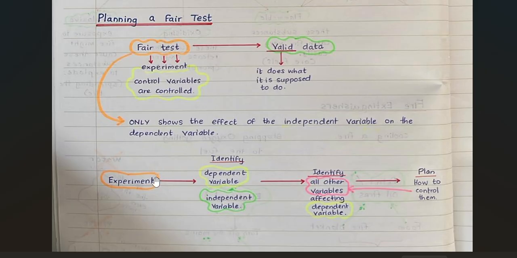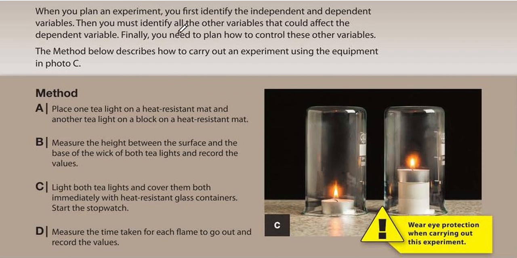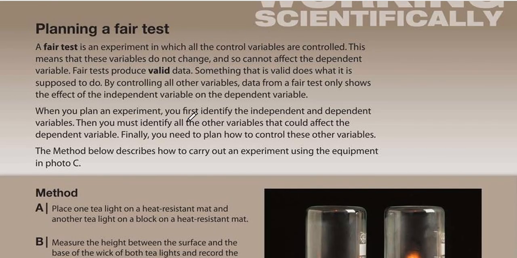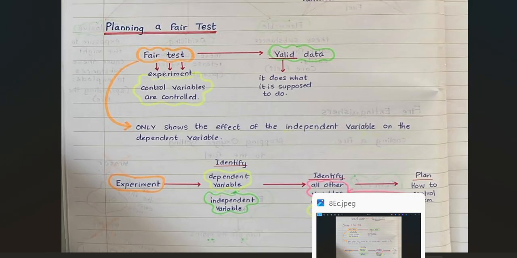So when we do an experiment, we need to identify the dependent variable and the independent variable. Once you identify these two, you know the other ones are all the other variables affecting the dependent variable. You need to identify them and then plan how to control them. Once you do this only, you can say that this test is being done in a fair manner. Alright, okay, so let's go to the experiment. This is what I explained here in these two, so I'm not going to read it. The details are given in this. Whoever wants to go through it, you can read the paragraph and see.